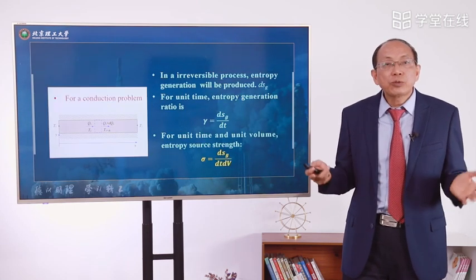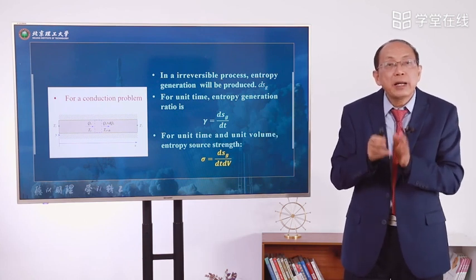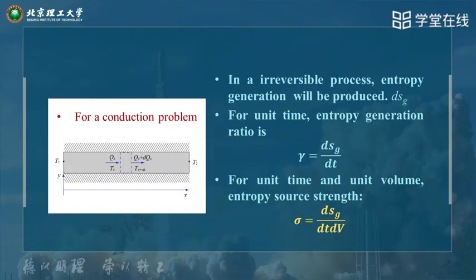Okay, for the conduction problem, we can do some analysis by element. For example, in the bar, we can take an element to analyze. Before the element is Qx, after the element is Qx plus dQx. The temperature is Tx, and the length becomes dx. In this case, we can calculate the entropy change in an irreversible process. The heat transfer is certainly an irreversible process. Entropy generation will be produced, ΔSg.